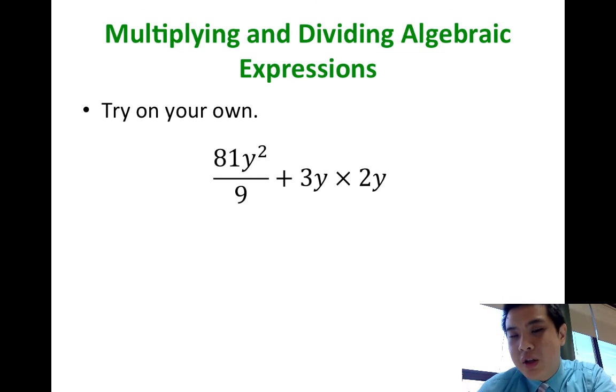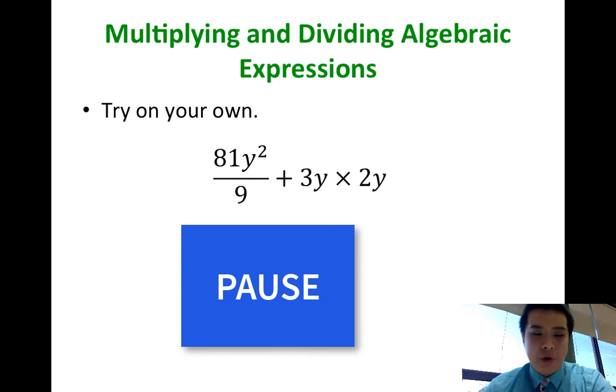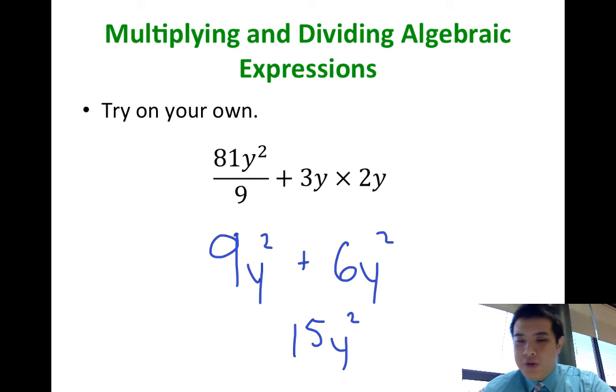I want you guys to try this one out on your own. Go ahead. If you did it correctly, you would have found that 81 divided by 9 is 9, so we have 9y squared. Over here we are multiplying, so we have 3 times 2, which is 6. And we have 2 y's here, which gets us y squared. These are both like terms, so we can combine them and get 15y squared.